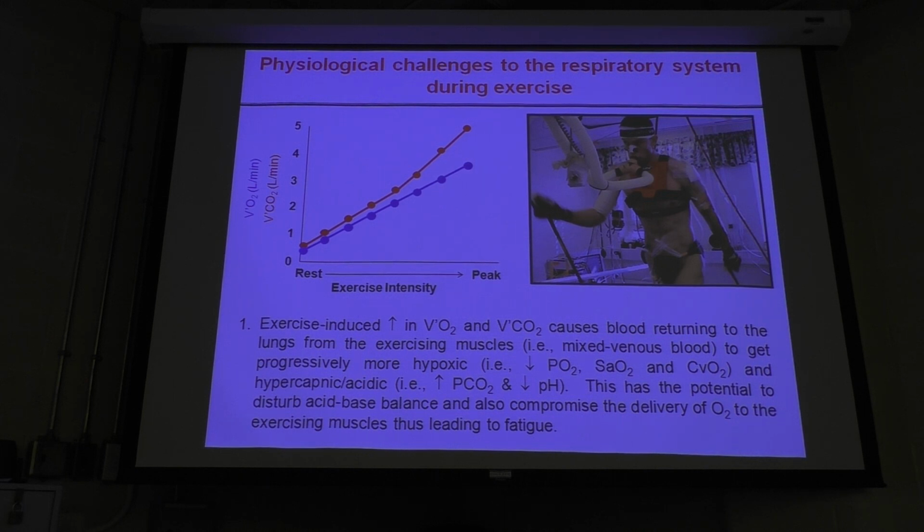And so we basically have this challenge where, in an attempt to protect arterial oxygenation and gas exchange and prevent hypercapnia, the lungs really need to facilitate increases in ventilation to bring more fresh gas in and eliminate carbon dioxide from the body. Ultimately, these changes in the rate of oxygen consumption and carbon dioxide production have the potential to disturb acid-base balance and also compromise the delivery of oxygen to the exercising tissues, which we now have an appreciation can lead to fatigue through various biochemical and bioenergetic pathways.